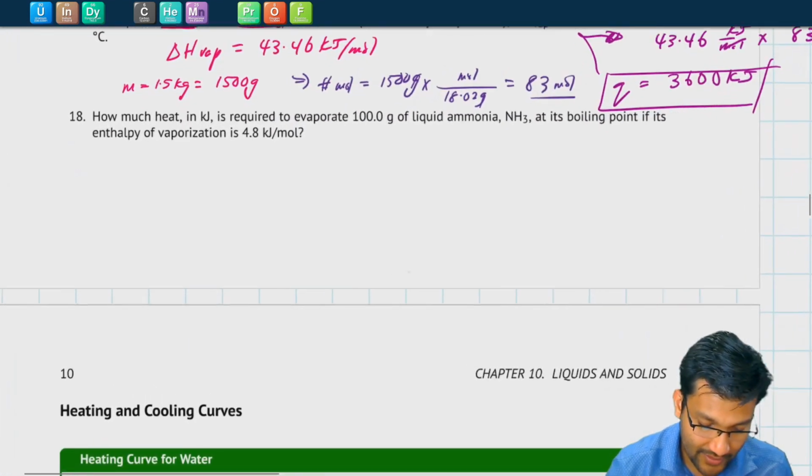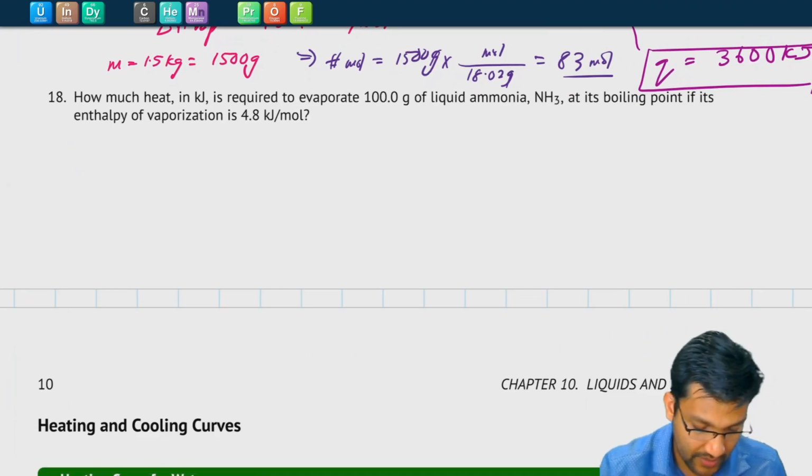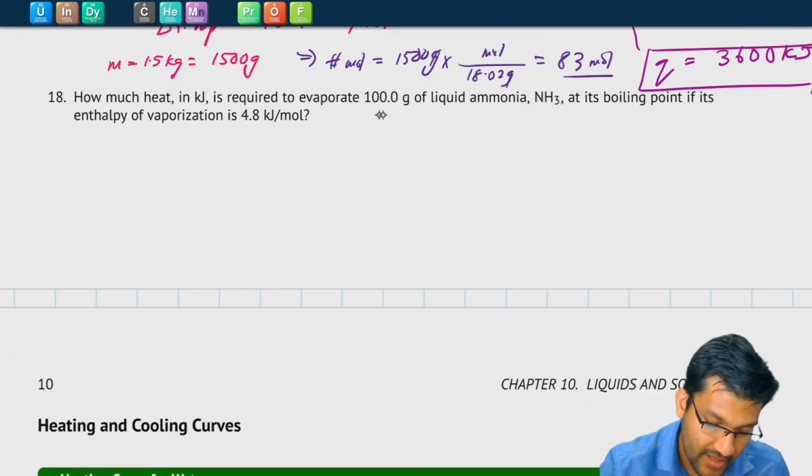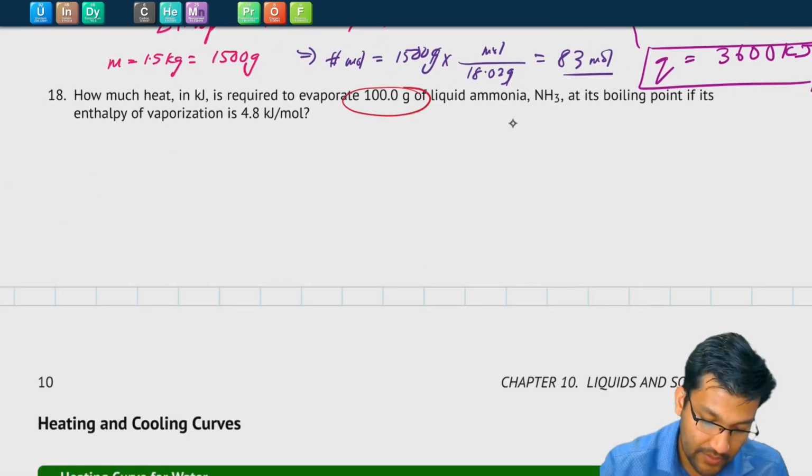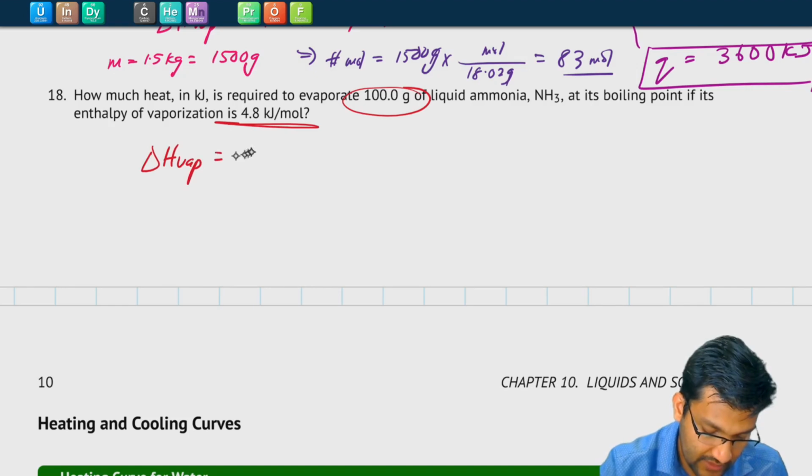Okay, try number 18 on your own. Pause the video and then when we come back, we can work it out together. So we have 100 grams of liquid ammonia and it's boiling at its boiling point. So the temperature again doesn't change. And the enthalpy of vaporization is 4.8 kilojoules per mole.